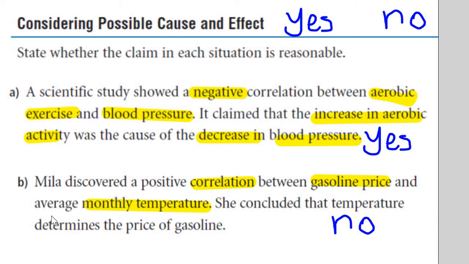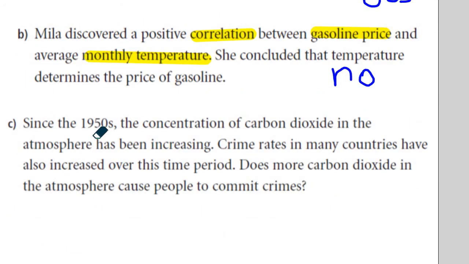Let's take a look at a third question. Since the 1950s, the concentration of carbon dioxide in the atmosphere has increased. Crime rates in many countries have also increased over the same period. Does more carbon dioxide in the atmosphere cause people to commit crimes? Does this have cause and effect? Does pollution basically cause more crimes to be committed? And the answer is no. One does not cause the other. And that's cause and effect.